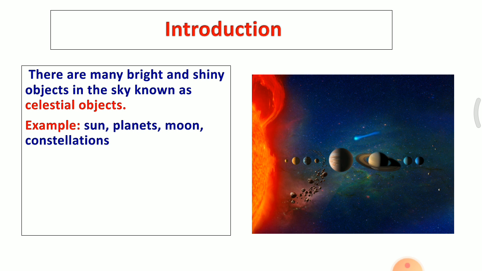The first topic is the introduction. There are many bright and shiny objects in the sky known as celestial objects. Dear students, when we are looking at the sky, we know that the sun, the moon and the stars are present in the sky. So these things are called celestial objects. The examples for celestial objects are sun, planets, moon, and constellations.